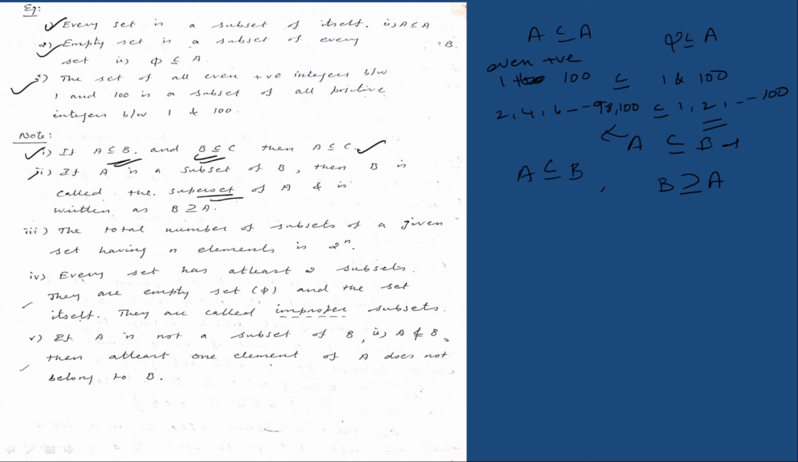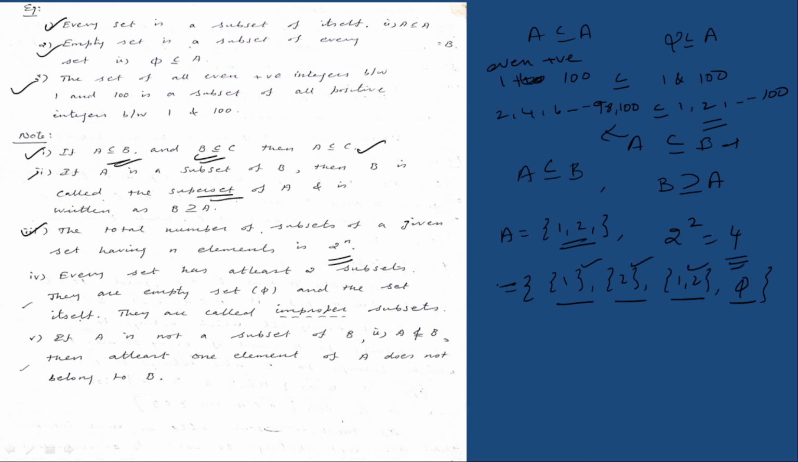Next, the third one: the total number of subsets of a given set having n elements is 2 to the power n, a very important thing. Suppose A is a set consisting of 2 elements, 1 and 2. The number of elements is 2, so 2 squared is 4. Totally we can form 4 subsets. Let me explain how. The power set, that is, the subsets of A, consists of the element 1 alone, 2 alone, 1 and 2, and the empty set. So totally we have 1, 2, 3, 4. For the set A, the subsets of A consist of 4 elements.